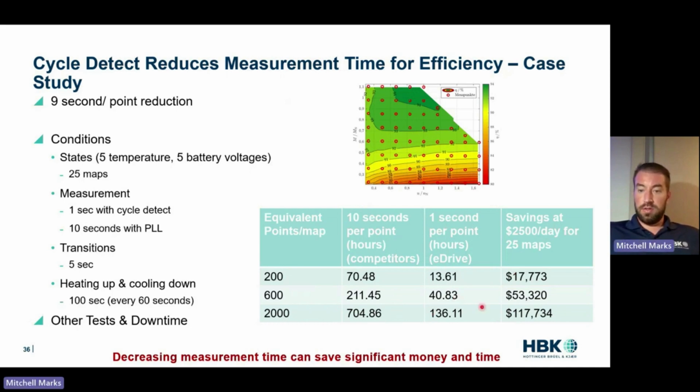The time savings is huge too, like 600, 500 hours. That's really significant. So we're seeing really significant savings in time. We're seeing really significant savings in the number of test points, and we're seeing significant savings in money. So these are things to consider.